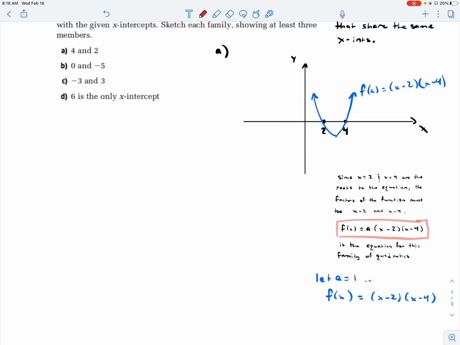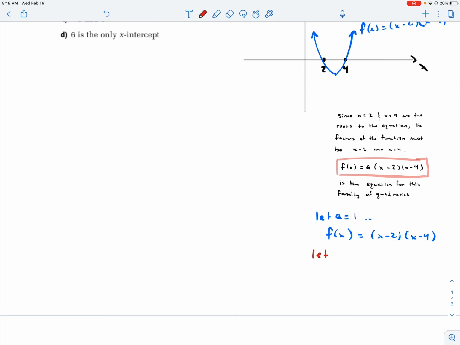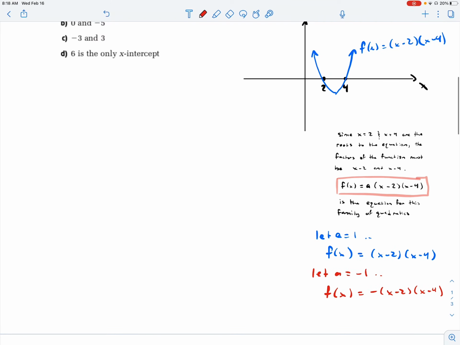All right, now we're going to show another one. I'll just let A equal -1 this time. So now we're going to get the reflected quadratic. So that'll kind of look the same, except it's going to be opening down.